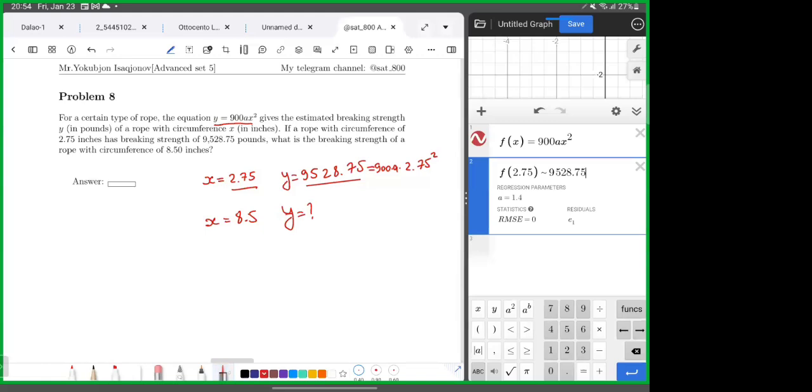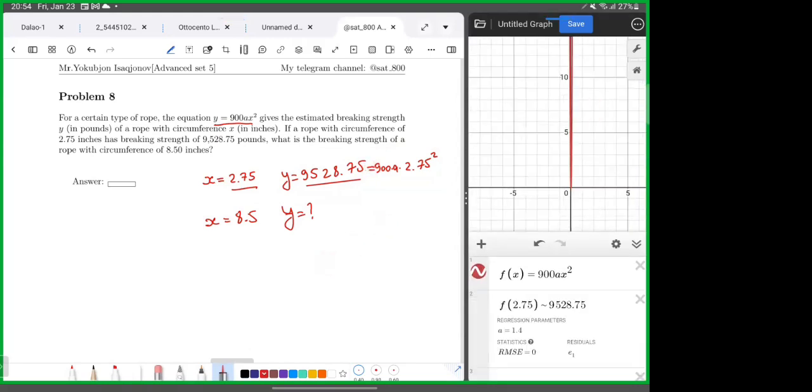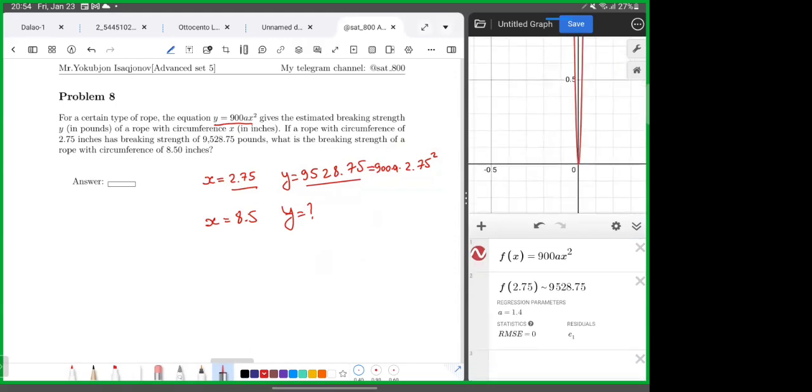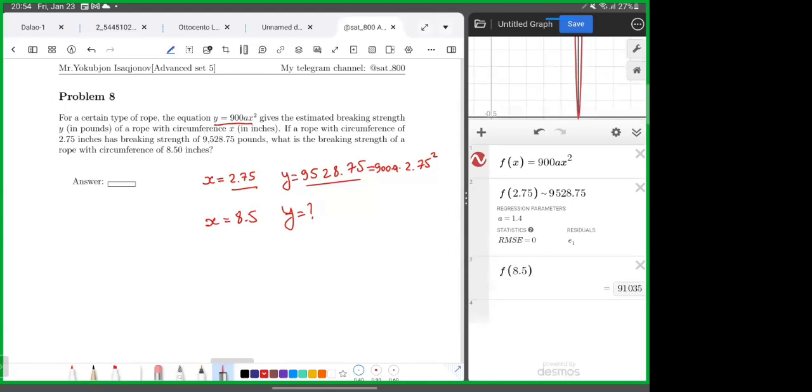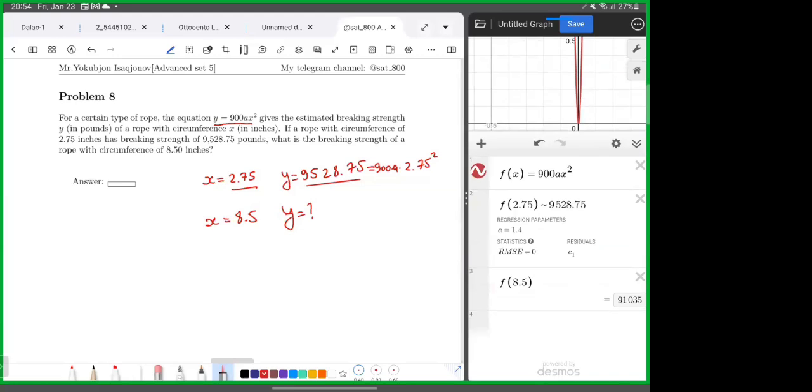You can see how DESMOS works. It solves this equation: the left-hand side is this, the right-hand side is this. Here I'm using this regression sign. When you use it, they intersect at one point, and they find the value of a. Now a is found, and your function is created. You can see it's a parabola, drawn here. Now you can find f when x is 8.5. The problem is solved fully: when the circumference is 8.5, the strength is found.